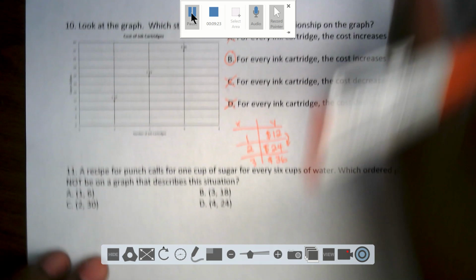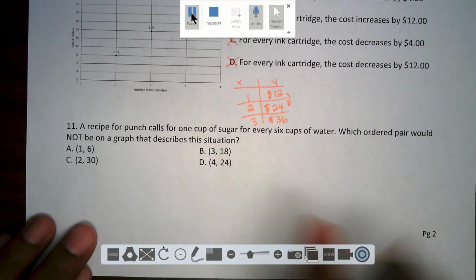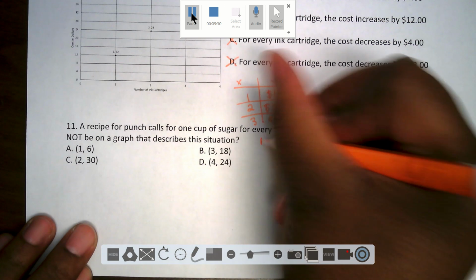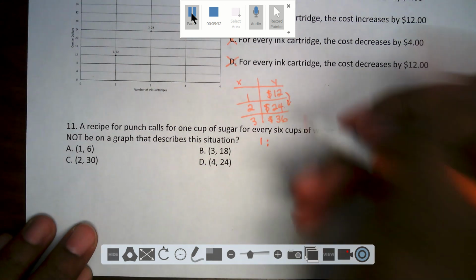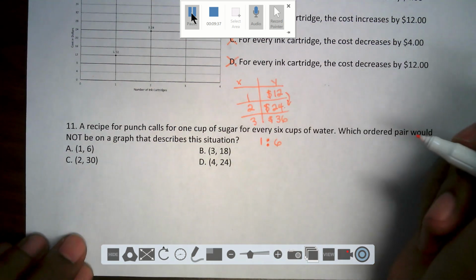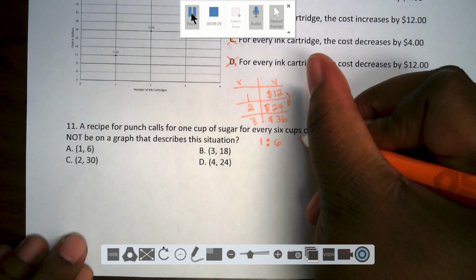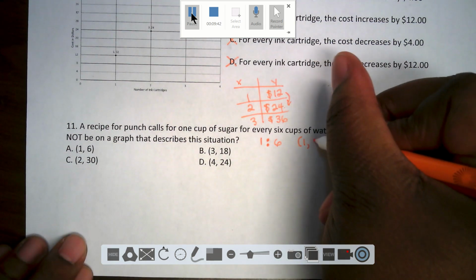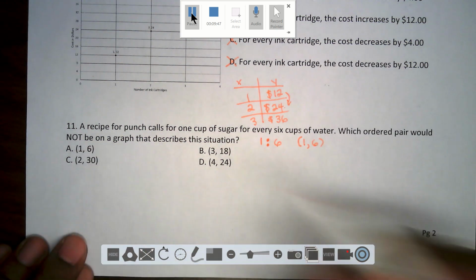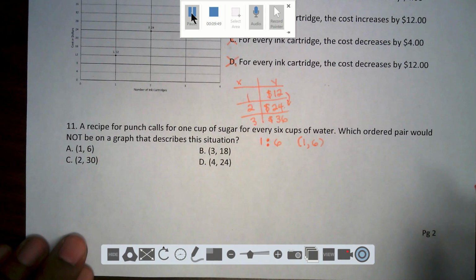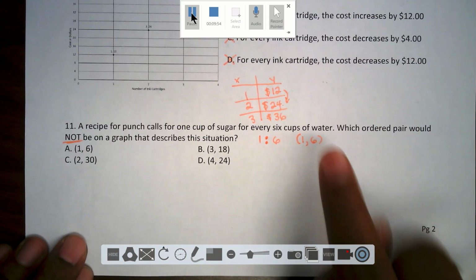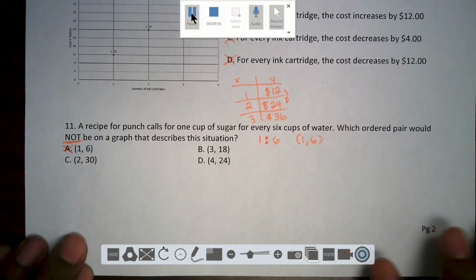So let's look at number 11. We have to see if these different points are going to be equivalent to this initial ratio they give us of 1 cup of sugar for every 6 cups of water. All right, 1 cup of sugar for every 6 cups of water. So that can be written as a point on the graph as 1,6. So let's look at A. A is 1,6. So it says which pair would not be on the graph. Well, 1,6, we see that it would be. So that's not the answer.